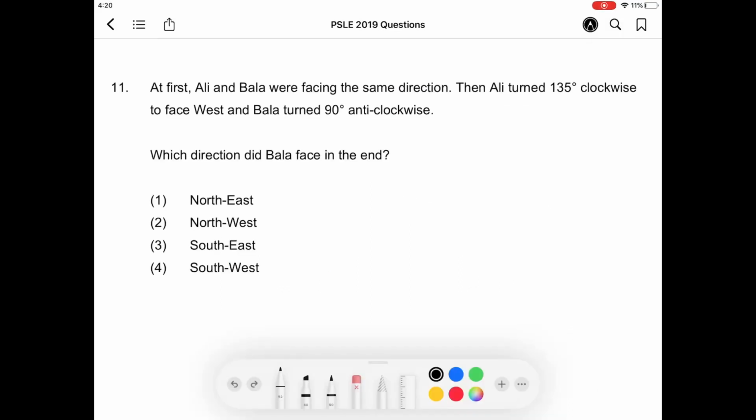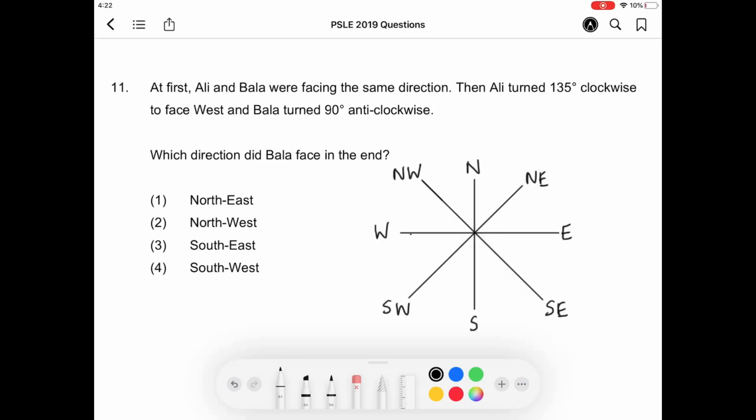Question 11. At first, Ali and Bala were facing the same direction. Then Ali turned 135 degrees clockwise to face west, and Bala turned 90 degrees anti-clockwise. Which direction did Bala face in the end? Now, to make sure there's no careless mistake, it's always good to draw an 8-point compass for this question. Make sure you have labeled all the directions correctly.